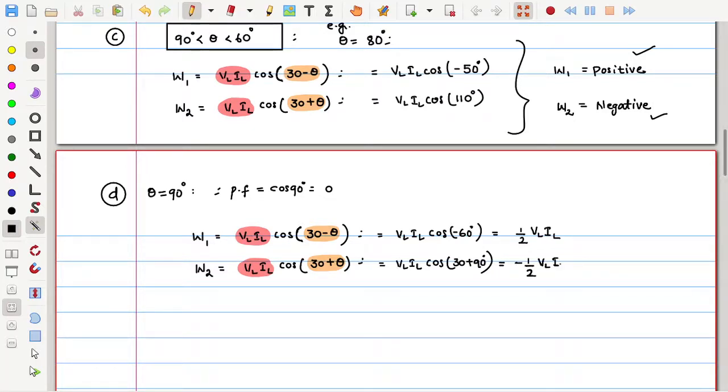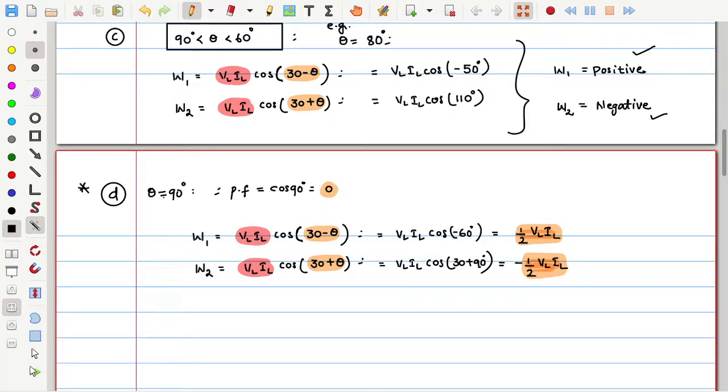Now observe carefully, a very important concept is involved here. When the power factor is 0, one wattmeter reading is positive and the other is negative, but both are equal. This is a very important conclusion for many competitive exams, especially this case. They will give you that theta is 90.